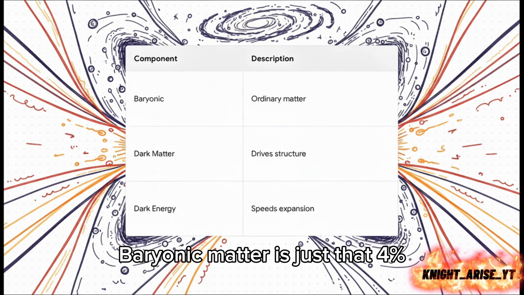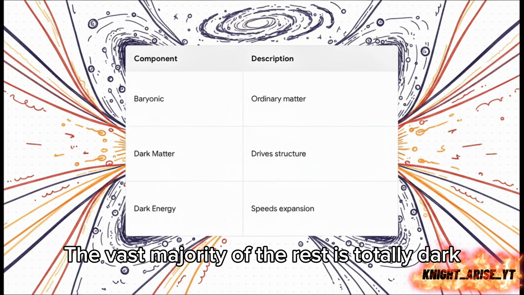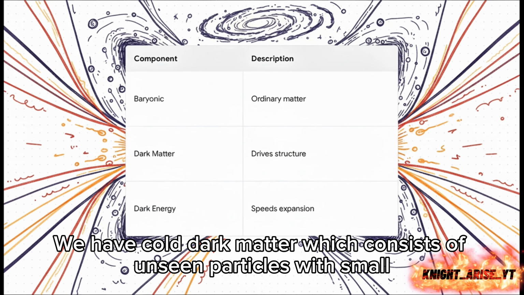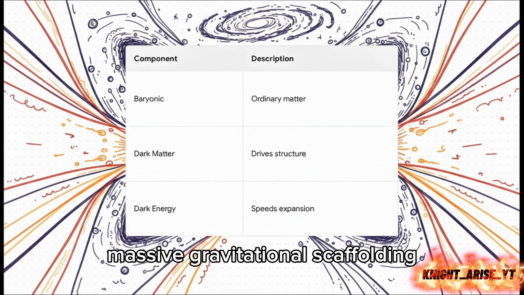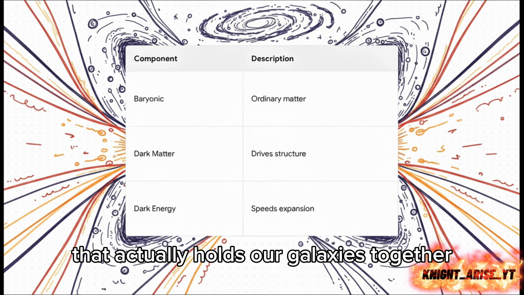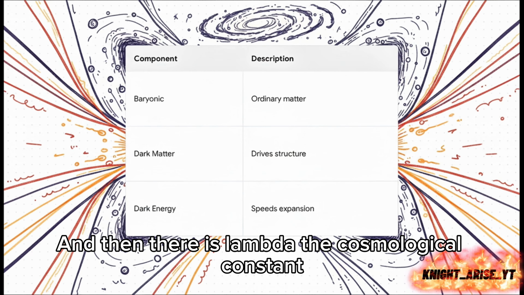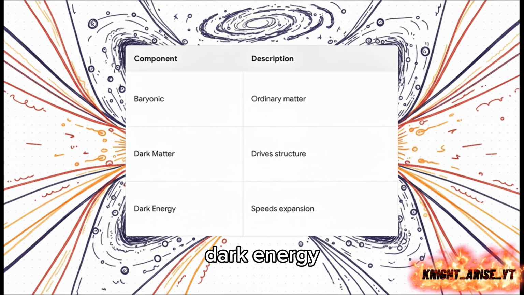Baryonic matter is just that 4%. The vast majority of the rest is totally dark. We have cold dark matter, which consists of unseen particles with small random velocities. This provides the invisible, massive gravitational scaffolding that actually holds our galaxies together. And then, there is lambda, the cosmological constant, dark energy.